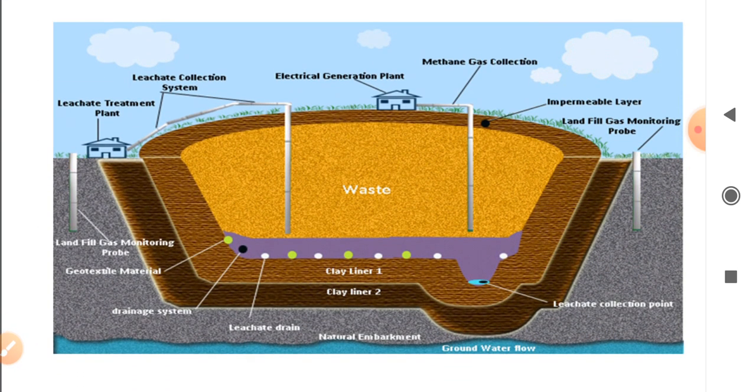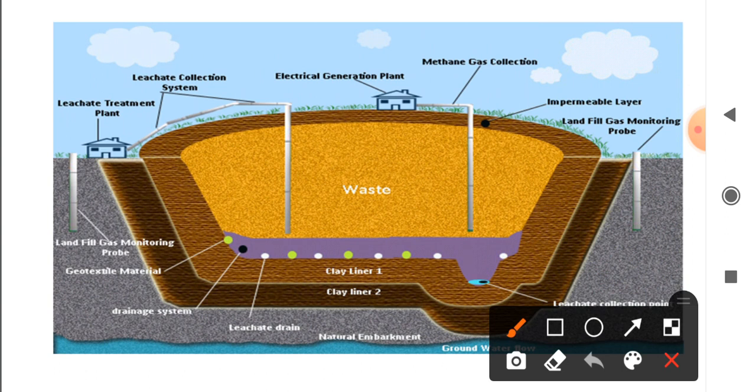this is another image or diagram of a single liner system. Here, geosynthetic material is denoted by the green dot, the drainage system by the black dot, and leachate drains are denoted by white dots, with clay liner 1 and clay liner 2, and this is the natural embankment. The landfill gas monitoring probe is utilized to identify the gas which is present in the surrounding land.